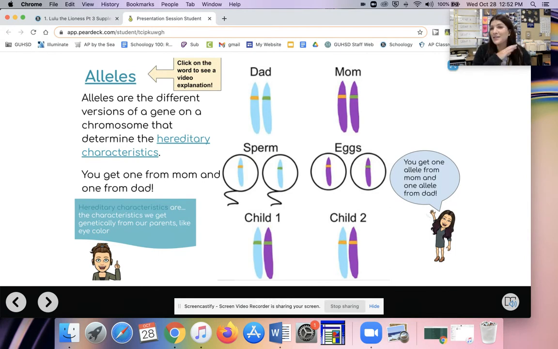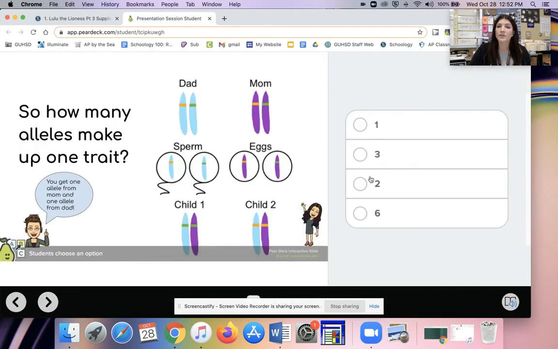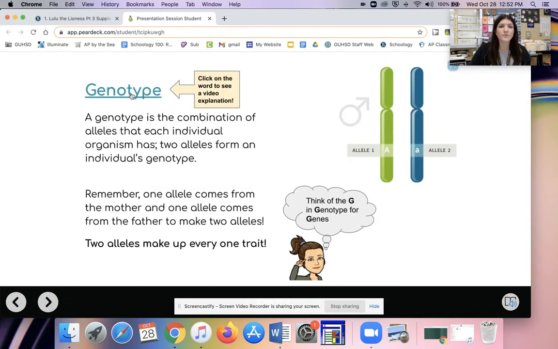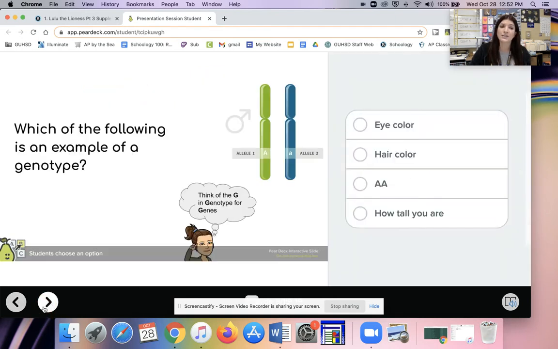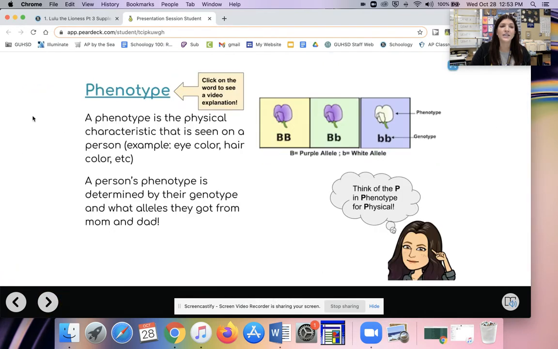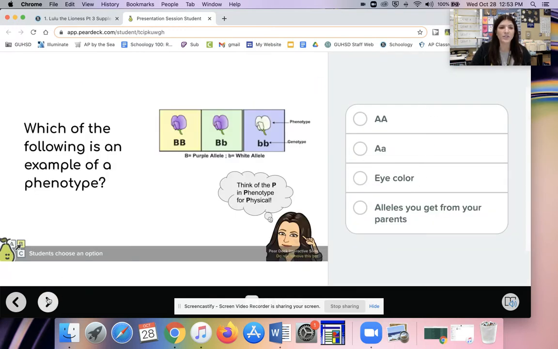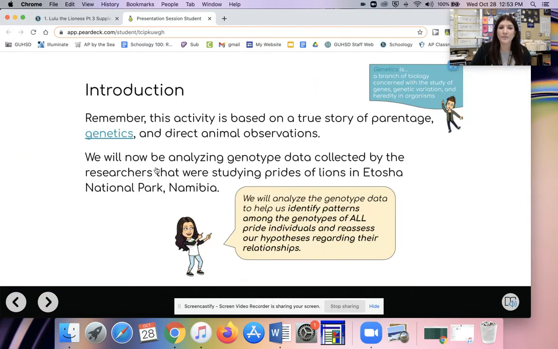Alleles are the number one thing we're going to be talking about for this assignment we're going to be working with. So if you don't understand what alleles are, it's very important you watch that video. You'll answer this question. You'll click to figure out what a genotype is. Again, answer the question. Again, you'll click the word phenotype, figure out what a phenotype is. Answer the question.